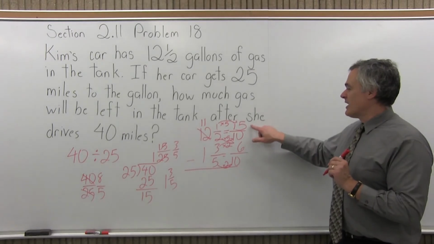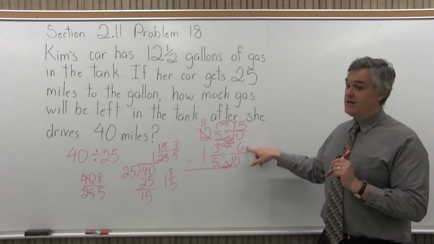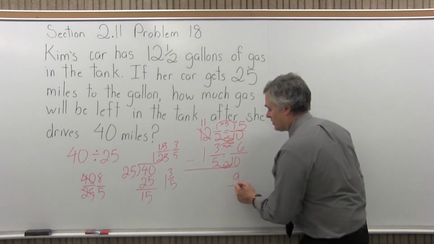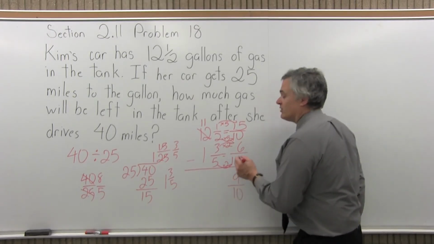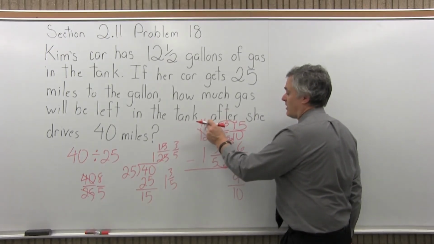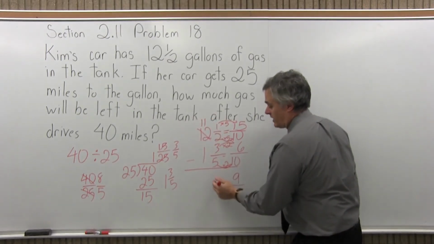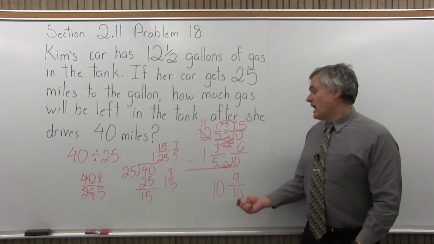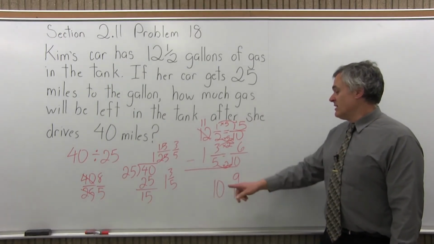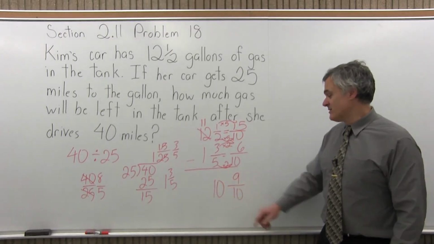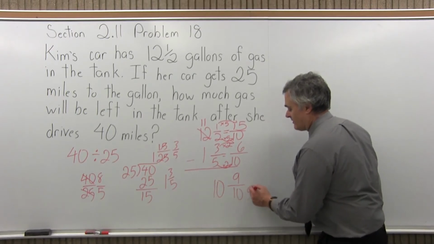Now I want to subtract 15 minus 6. That I can do. 15 minus 6 is 9. My common denominator is 10. Now don't forget to subtract the whole numbers. This isn't a 12 anymore. It's an 11 now because we borrowed. So 11 minus 1. 11 minus 1 is 10. So the answer, how much gas is left in that car? There's 10 9/10 gallons of gas left in the car.